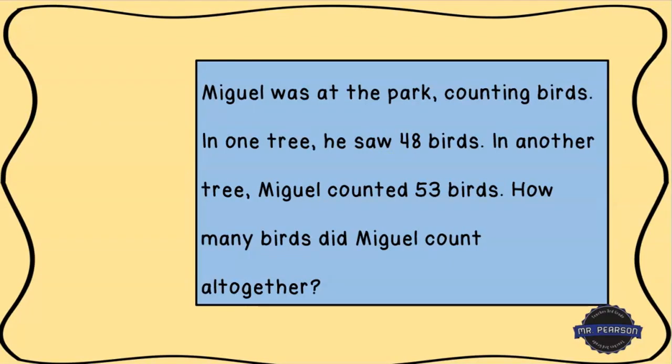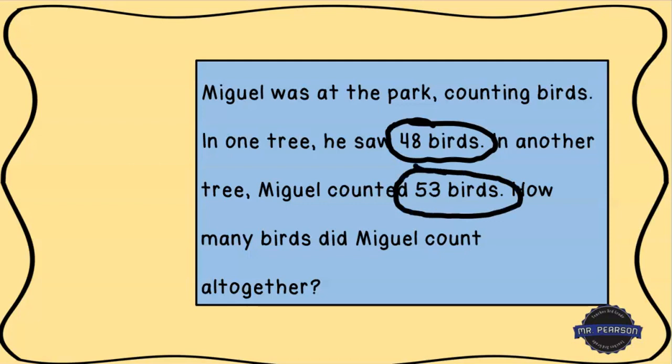I'm going to circle 48 birds, now that I got my pen working correctly, because that's what we're looking for as we get further along. And then right here we see that Miguel also counted 53 birds. So in two different trees, he saw 48 birds in one tree and 53 in another.